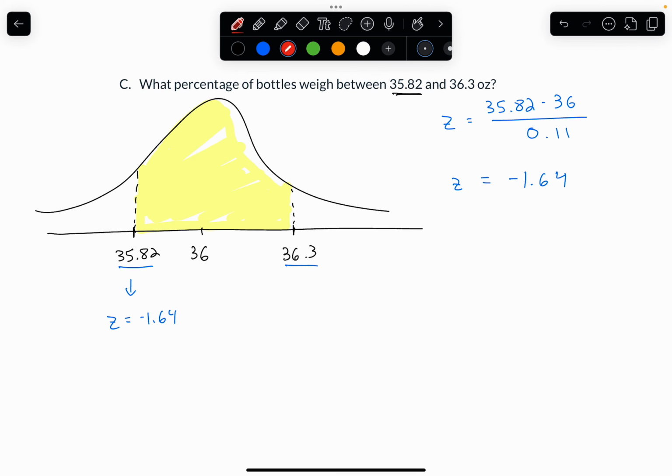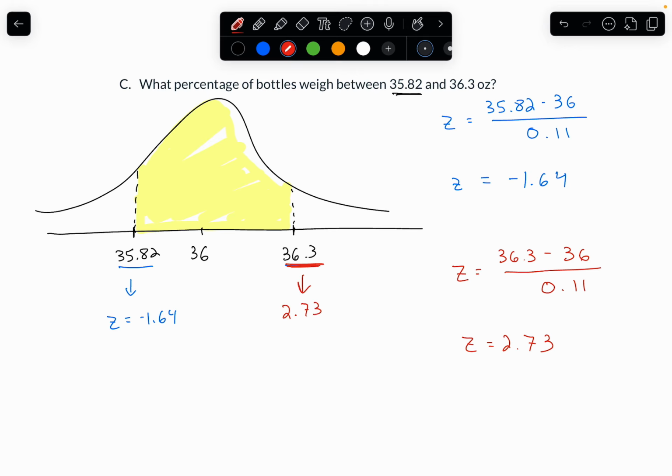I'm going to do the same thing now for 36.3. Let's find that z-score. So z equals x, which is my observation, 36.3, minus my mean, 36, divided by my standard deviation, 0.11. So (36.3 minus 36) divided by 0.11 gives me z equals 2.727, which would round to 2.73. So this z-score is a positive 2.73. So I've got my two z-scores.